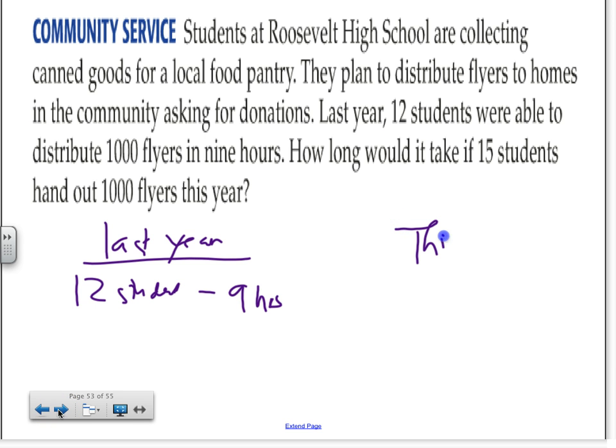This year, they have extra help. How many students are present this year? 15 students. And I asked you to figure out how many hours they will spend now to distribute the same amount of flyers. Okay, good guess, but listen carefully.